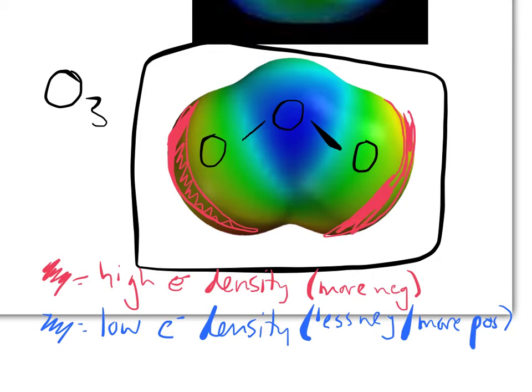There's also some high electron density and probability around this outer oxygen, whereas in the middle, it's very blue, which means it's very positively charged, more likely to be positively charged, and electrons don't spend that much time there.